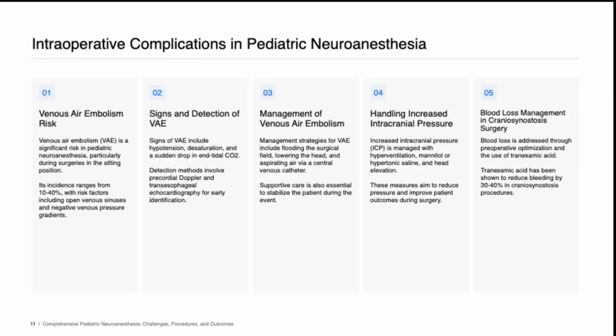How do you manage it? Well, it is an emergency, okay? It's something that you need to declare to the team. And firstly, the area that is being operated on must be covered. It must be flooded with saline and with wet gauze and swabs. You should ideally get the patient in a head down position so that you can increase the venous pressure so that no more air is entrained.